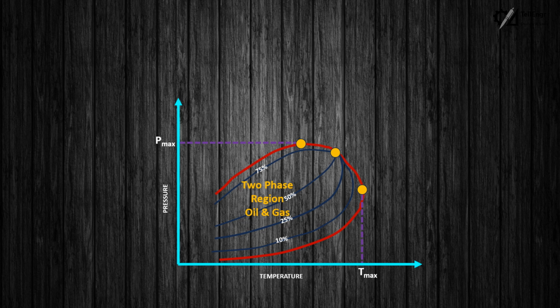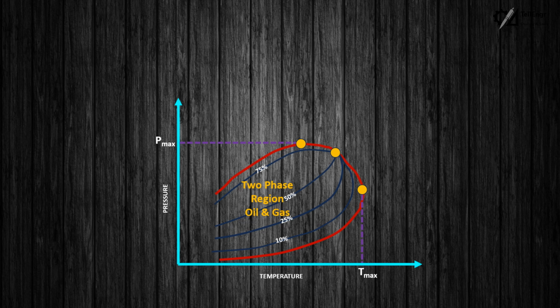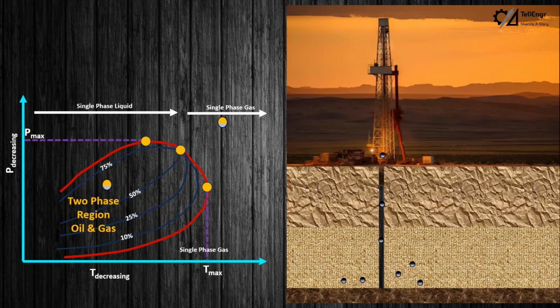By observing specific points on the diagram and altering conditions such as increasing temperature while maintaining pressure, we witness a transition from single-phase liquid to eventually single-phase gas. This transition is reversed when reducing pressure while keeping temperature constant. When fluids are extracted from a reservoir, pressure reduction occurs, often leading to the formation of bubbles as the system enters the two-phase region. As oil ascends to the surface, pressure and temperature conditions change significantly.